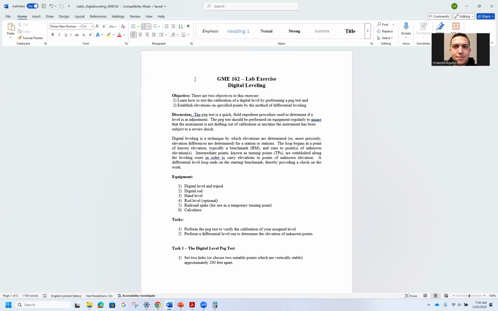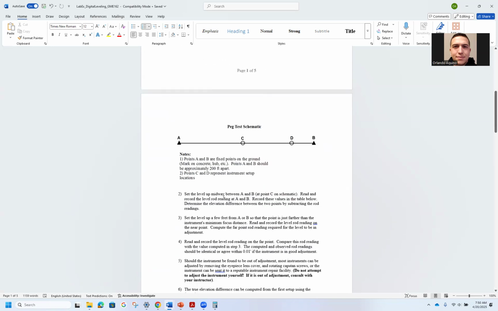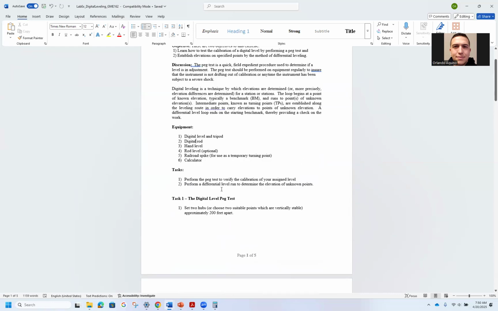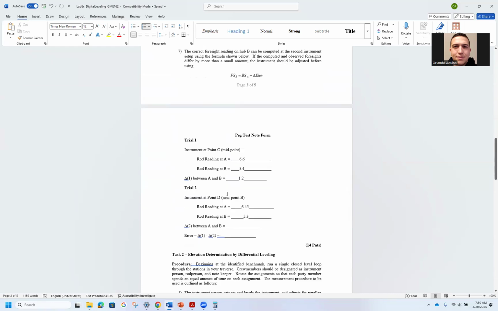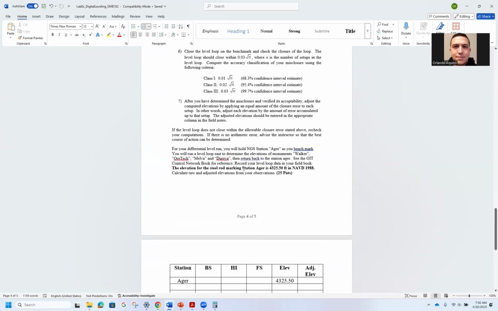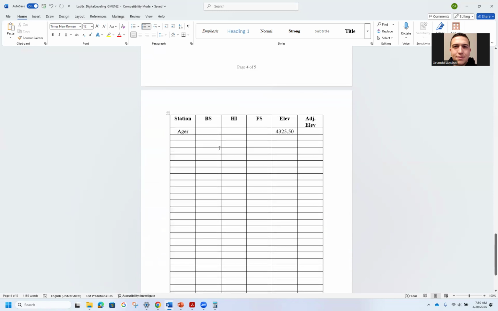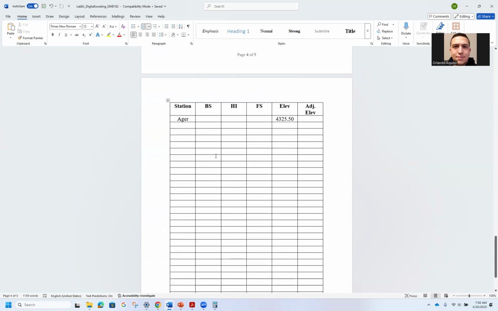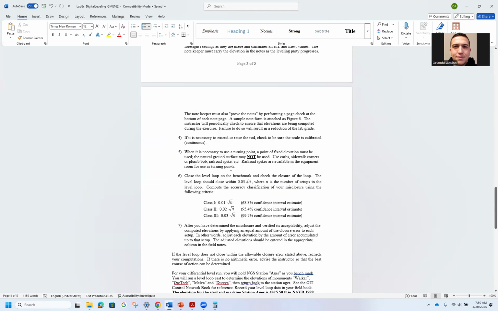So again, we're going to do the same sequence that we did with differential leveling with the automatic level. You guys did your peg test. You calibrated the automatic level with the peg test. And then you went through these benchmarks. Benchmarks on page 4. You went through Walker, Ortec, Melva, and Duryea, starting out at Ager and returning back to Ager. Your field notes are going to be set up the same, except all the data you're collecting is from the digital level reading, rather than you taking the measurement by eyesight.